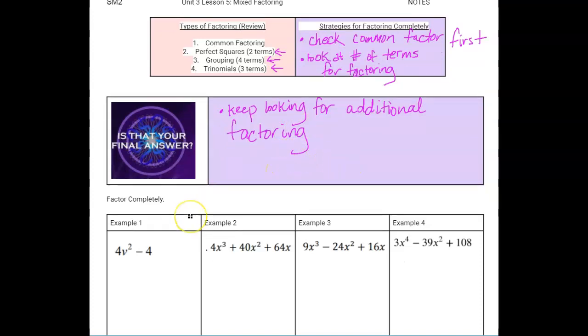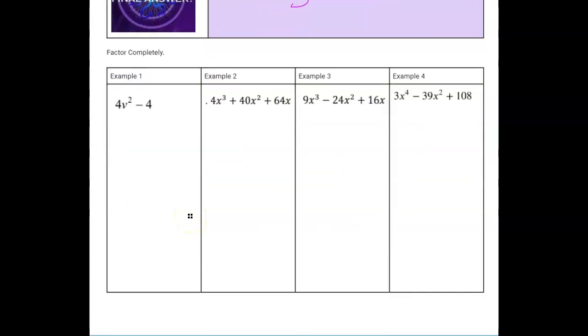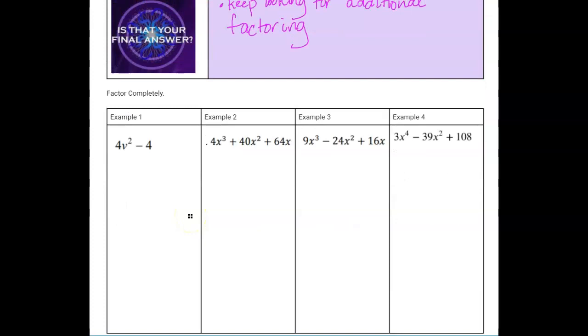Okay, so on the first one, if I check for common factoring, they actually both can be divided by 4. So I'm going to write CF, and you don't have to tell me that. This is just for you to know. So we're going to take a 4 out, which remember that means to divide. So I would be left with v squared minus 1. And we did one factoring technique, so this is partial credit.